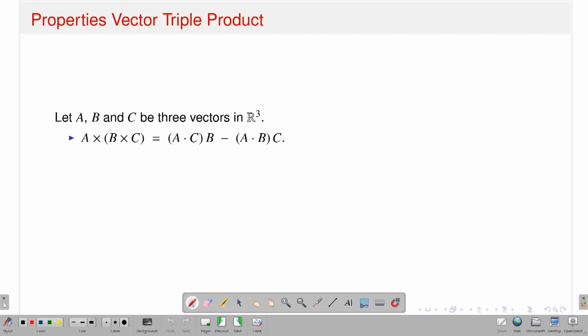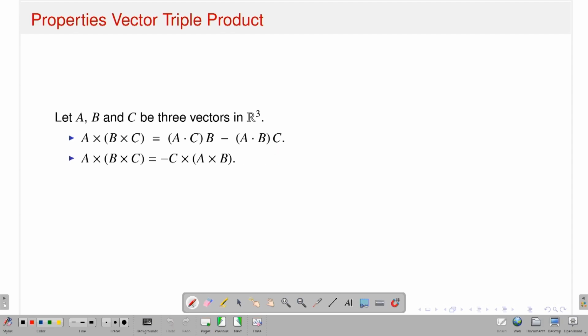The properties of the vector triple product: A cross B cross C, that is the cross product of A with the vector B cross C, is equal to A dot C, which is a scalar quantity, scalar multiplied with B, minus A dot B, which is also a scalar, multiplied with the vector C. Okay, so A cross B cross C is equal to A dot C times B minus A dot B times C.